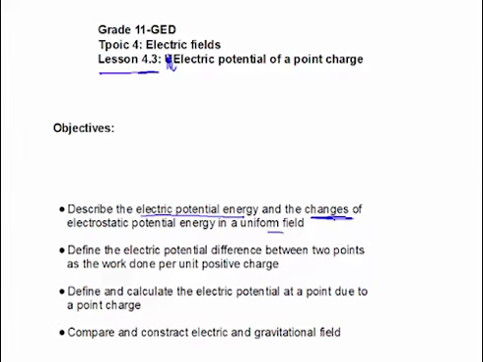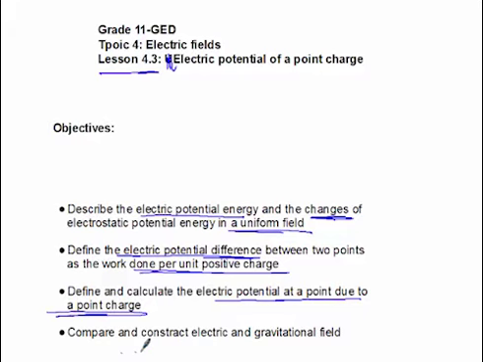in a uniform field, to define the electric potential difference between 2 points as work done per unit positive charge, to define and calculate the electric potential at a point due to a point charge, then to compare and construct electric and gravitational fields.